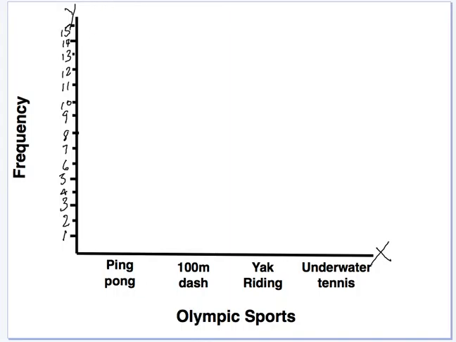For ping pong, the first choice, we said it was 7, so 7 people. So I'm going to make a bar that is 7, and you can see it's 7 because it's in line right here with the y-axis 7. Next, I'm going to go back to my data.